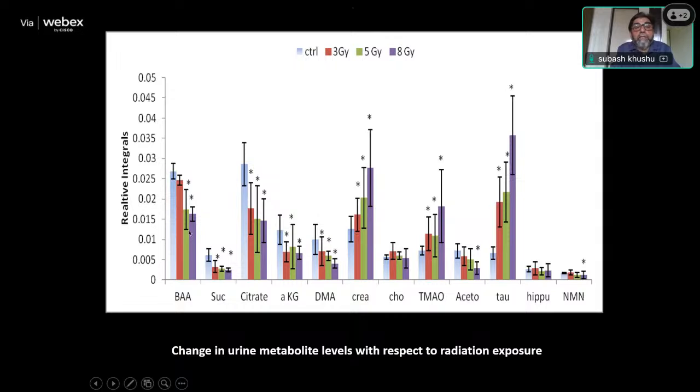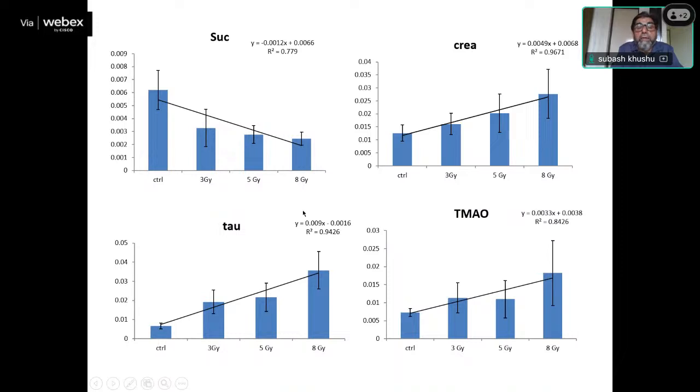And then you can also look at what are the metabolites which have shown changes. Based on these changes, we found there are 4 metabolites: succinate, creatine, TMO, and taurine. These are the 4 metabolites which showed dose-related changes in these animals. Most of the time we found the reliability of measurement of taurine, with R at 94% accuracy. Of course others are also high, but creatine and taurine were the two biochemicals which showed high correlation with the doses.